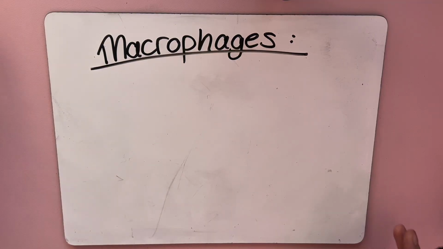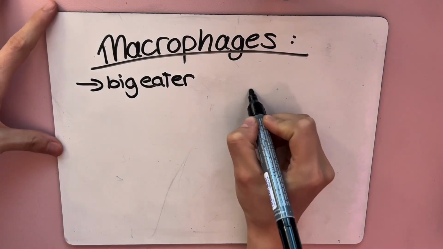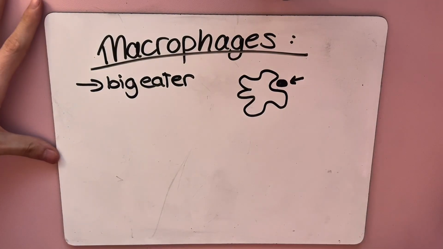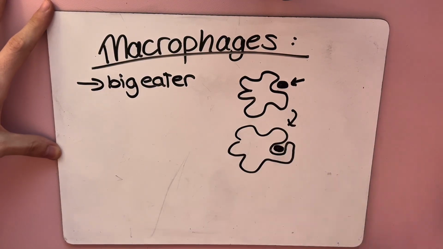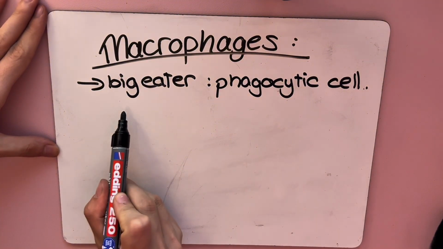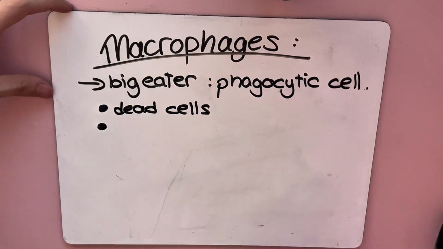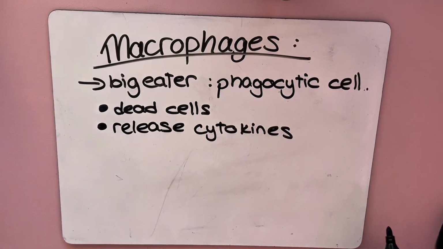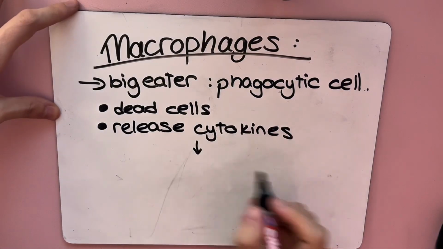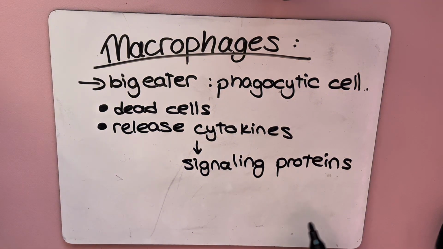The name macrophage literally means big eater. When a macrophage encounters a microbe, it engulfs, aka swallows, and digests it. So as you can remember, a phagocytic cell has the capability to engulf a microbe and then destroy it into little pieces. So instead of saying big eater, we're going to use the term phagocytic cell. They attack dead cells, and this one is important: they release cytokines. What are cytokines though? For now, you should know that cytokines are little signaling proteins which recruit other immune cells.